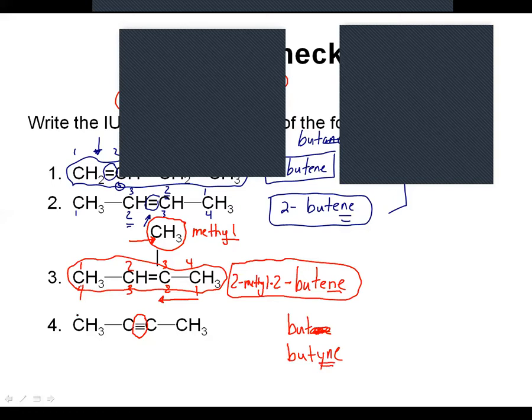Location of our triple bond, 1, 2, 3, 4. 1, 2, 3, 4. Again, there's no other groups attached, so it looks like it is a 2 no matter which way you go. And this would be 2-butyne. Any questions on any of those names there that we came up with?